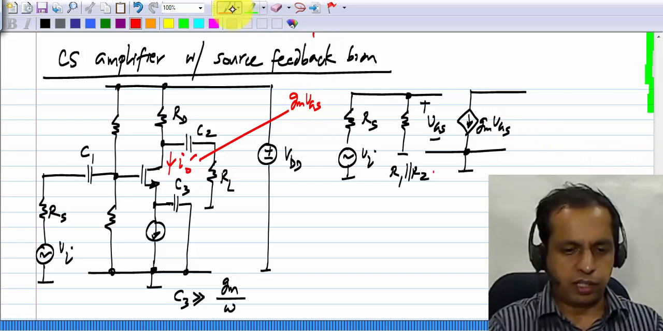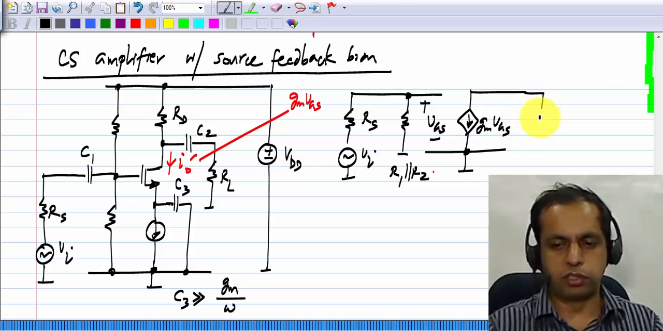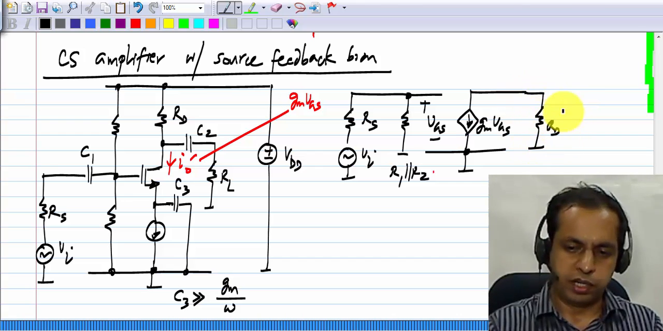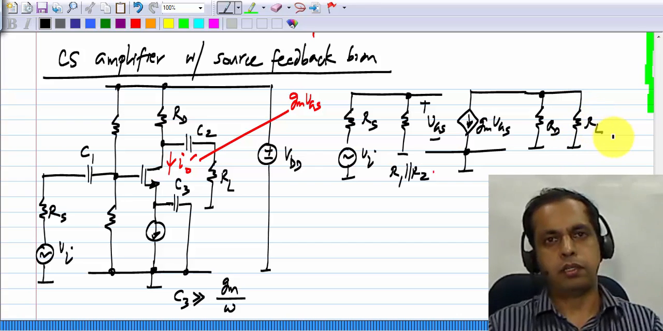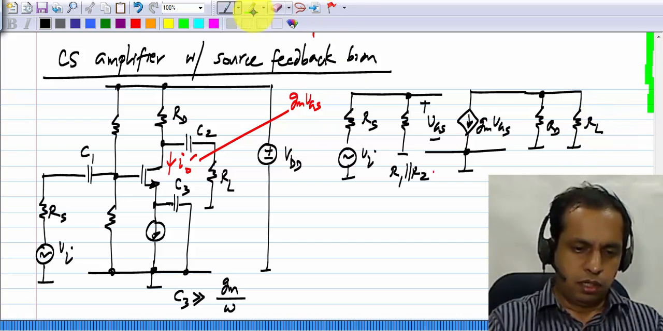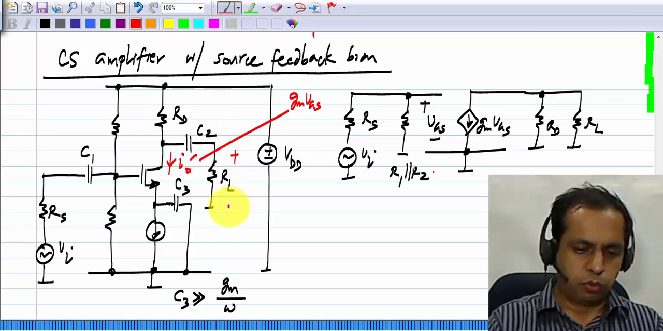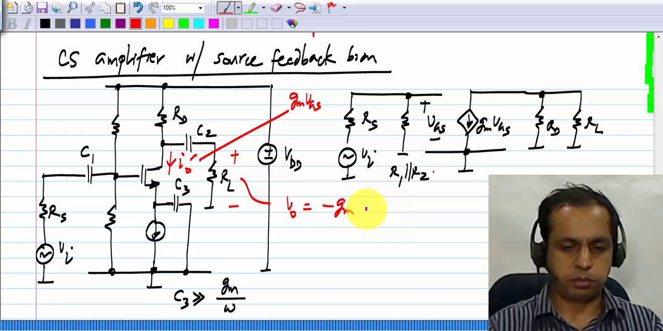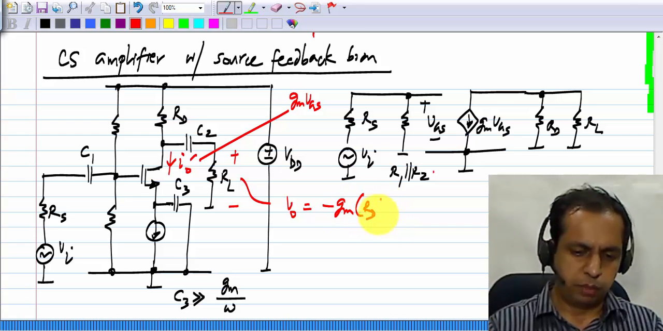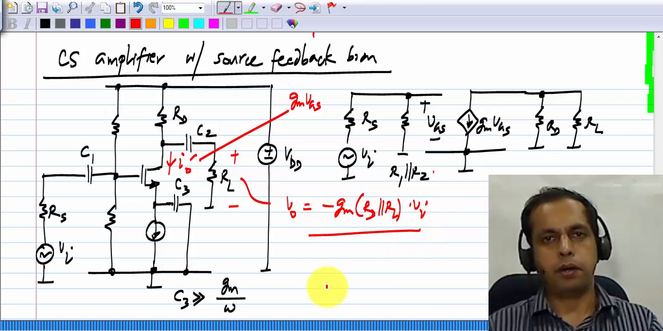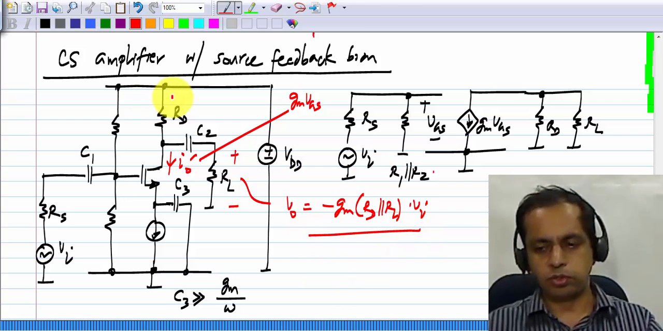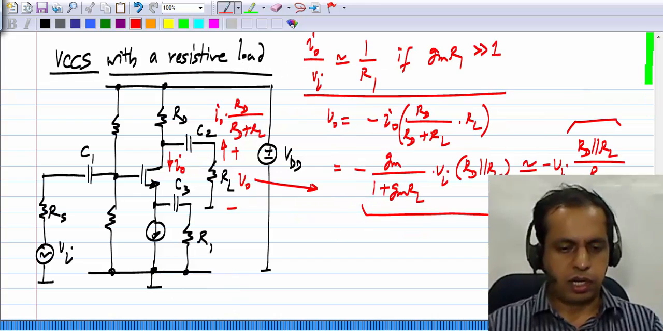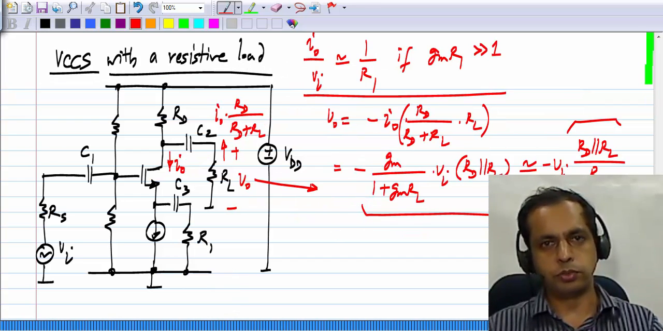Okay, and that goes into a parallel combination of RD and RL. Now if you look at the output voltage here, V0, we know what it is. We have calculated it so many times. It's minus Gm RD parallel RL times the input voltage Vi. So this is the common source amplifier, and this is a voltage controlled current source with a resistive load.